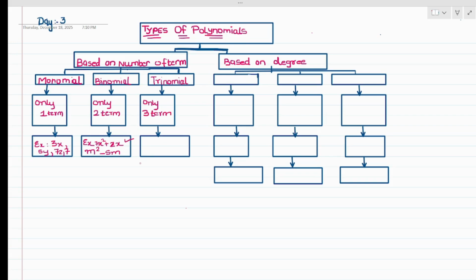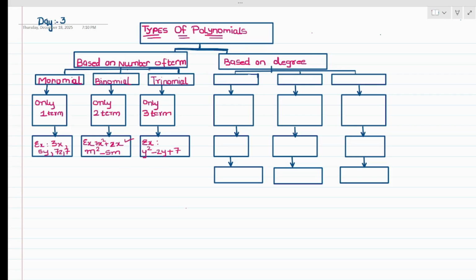Third case is trinomial, in which I will take three terms. Let's say for example, y square minus 2y plus 7. What you can see over here is that we are getting three terms. Three terms means y square is first term, minus 2y is second, and plus 7 is third. That means we have used three terms over here. So this will be considered as trinomial.